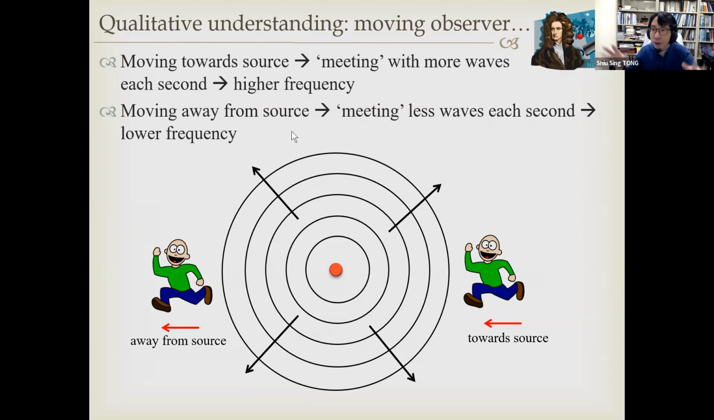Now the result is almost the same as the moving source. When the source and the observer approach each other, either the source moves or the observer moves, the frequency gets increased. If the sound source and the observer are receding away from each other, no matter whether it is the source moving or the observer moving, the frequency gets decreased. Okay, so that is the essential points about the Doppler effect.